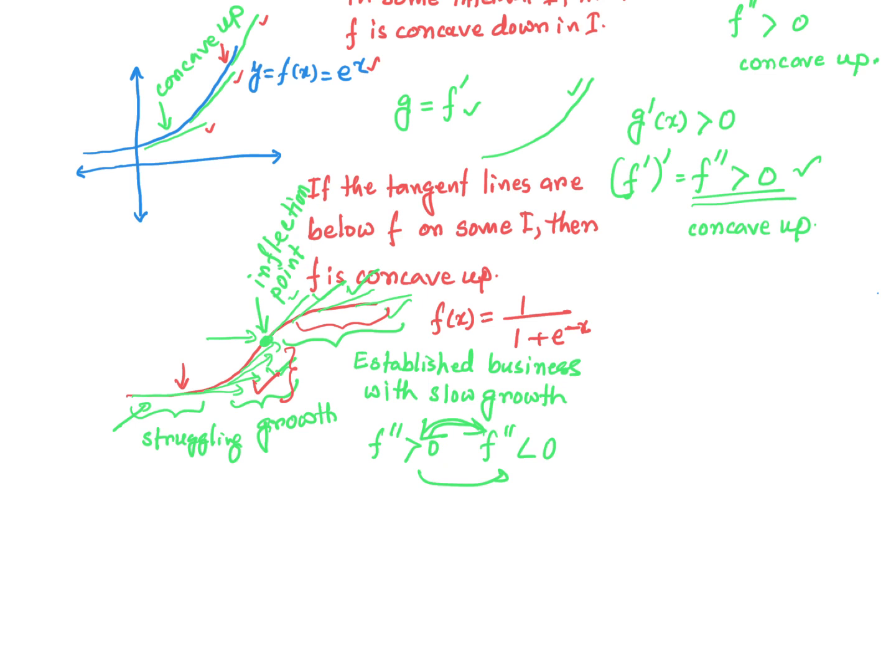So in this video, I talked about the definition of concavity from two perspectives. In terms of mathematical definition, f double prime greater than 0 means concave up, and f double prime less than 0 means concave down. And also from a graphical point of view, if the tangent lines are above the graph, it's concave down. If the tangent lines are below the graph, it's concave up. And an inflection point is a point where the concavity changes, either from concave down to concave up or concave up to concave down.